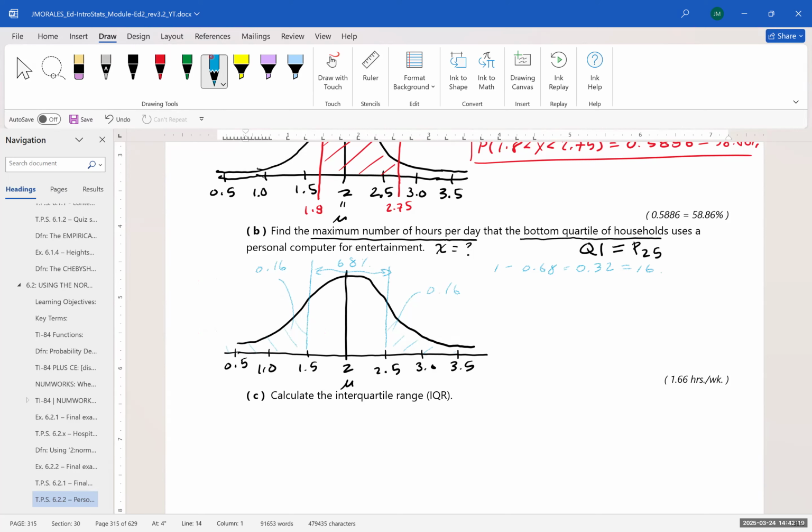So I think to have an area of 25%, we're looking for a value of x that's going to be between 1.5 and 2. Because this area here is 50%. So between 16% and 50% is going to be our percentage of 25%.